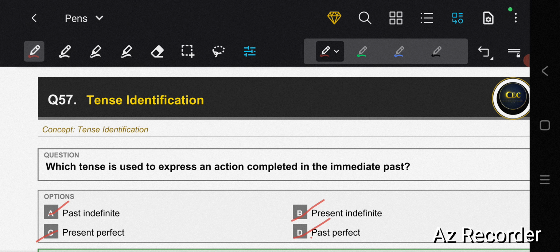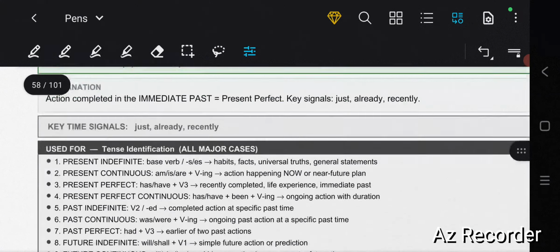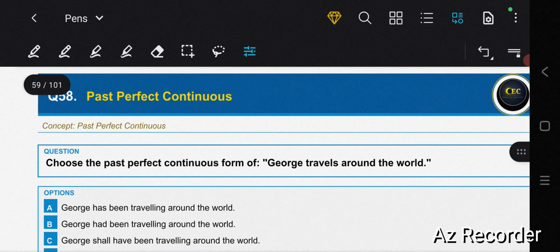Okay, and that is completed, that completes in the recent past. So here the appropriate option would be present perfect. I think the concept is clear to you. Now the next question, 58.